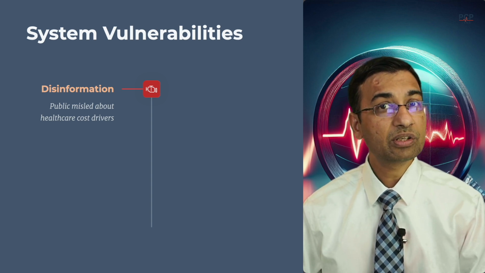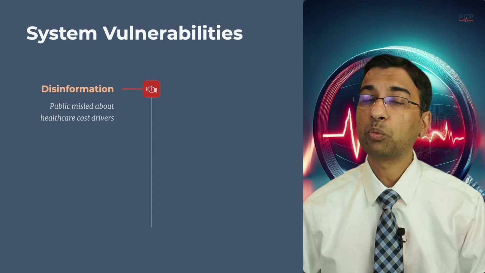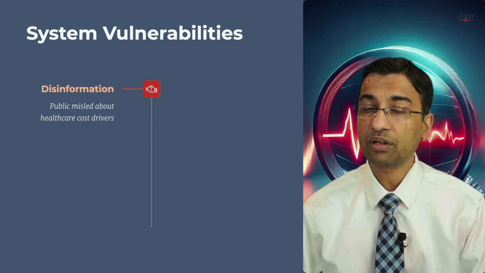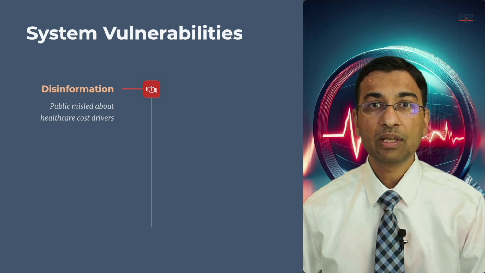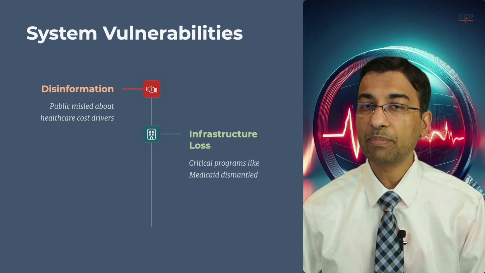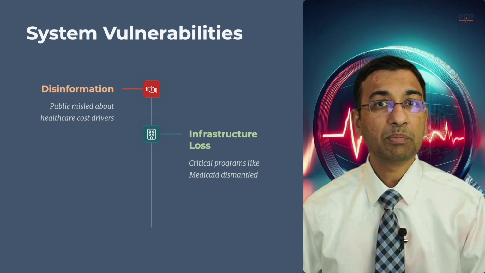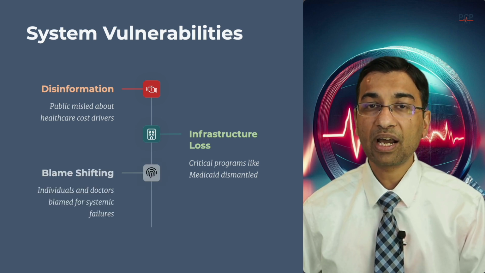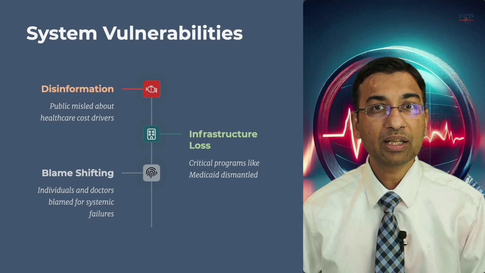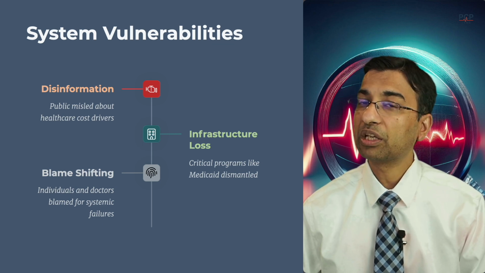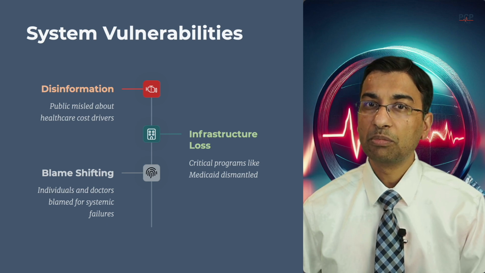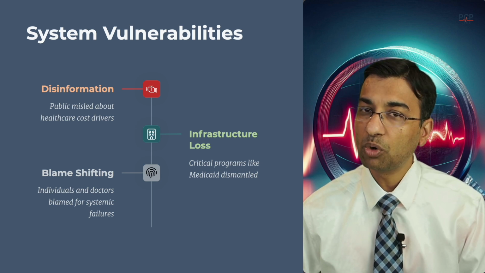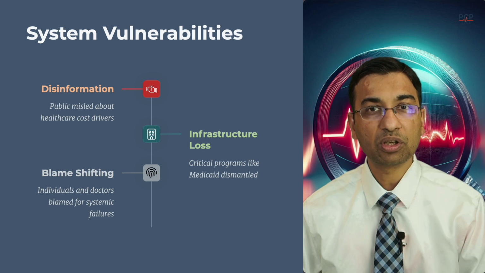For example, disinformation can mislead the public about what really increases the total cost of care, such as people are lazy and don't want to work and they want free healthcare. This may lead to critical programs such as Medicaid being dismantled. When people start getting upset because they no longer have access to healthcare, then political actors shift the blame to people for making poor life choices or to doctors for trying to take care of sick people. Because who knew that sick people need more care and they're much more expensive to care for?